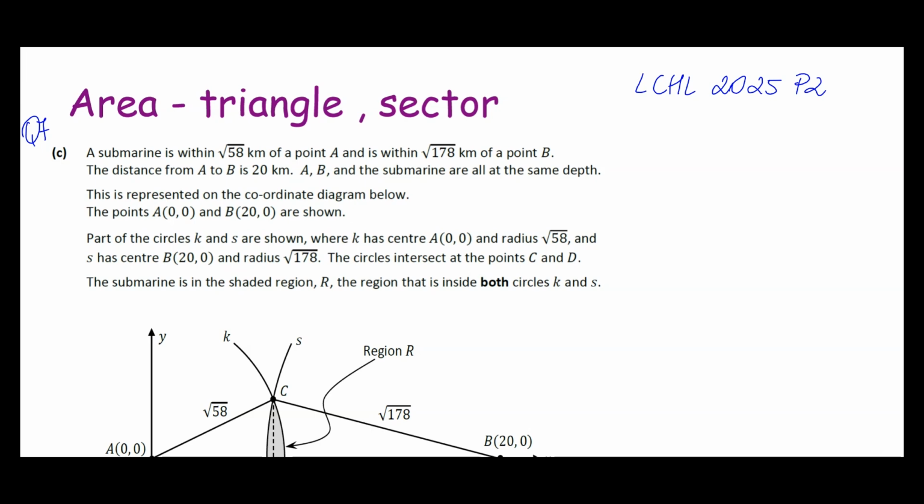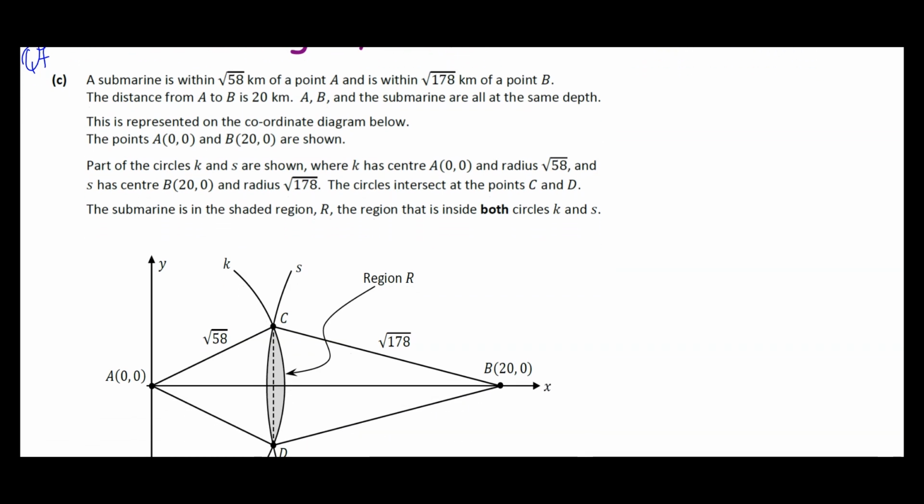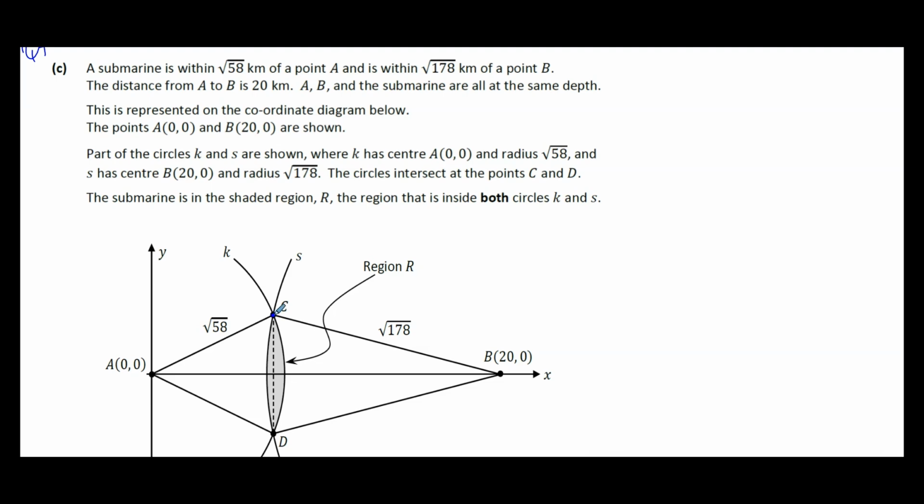So let's have a look at the question. It has to do with the area of a triangle and the area of the sector of the circle. A submarine is within √58 kilometers from point A and √117 from B. As I'm reading it, this is where we have the submarine, and we can see that is √58 and that is √117.